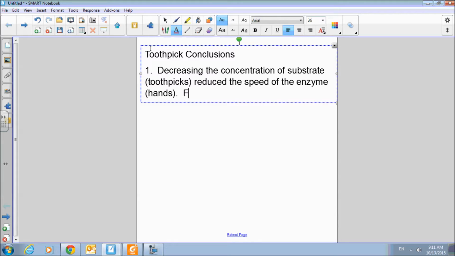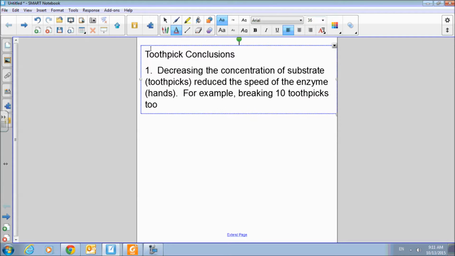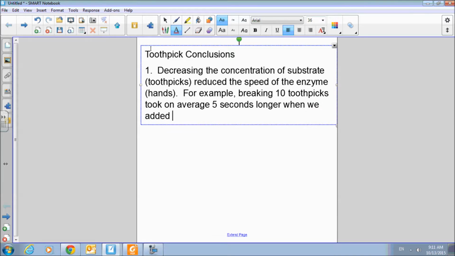And then you could put, for example, breaking 10 toothpicks took on average 5 seconds longer when we added in the paper clips. Everyone buying that? Make sure you use numerical evidence. Okay, you can't just say this is what happened. You have to support it.